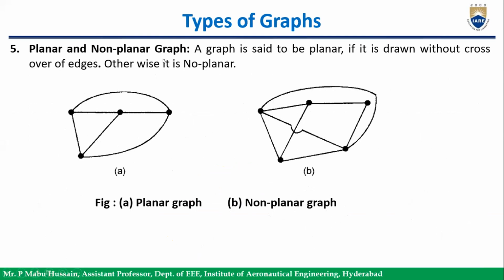I think planar and non-planar is completed, right? If you draw the graph on a plain paper and there are no crossovers, you can say that graph is a planar graph. If there are any crossovers, then that graph is a non-planar graph. If you observe the figures, you can get the clarity. In the first graph we are not having any crossovers, but in the second graph you are having one crossover here. So this graph is a non-planar graph, and this graph is a planar graph.